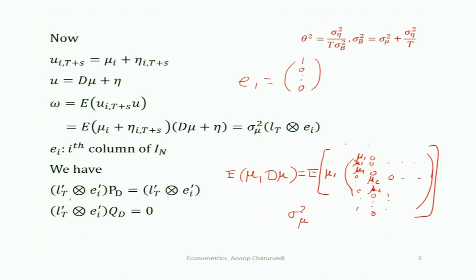Then we have L T transpose Kronecker product E I transpose P D is equal to L T transpose Kronecker product E I transpose. You just substitute the value of P D here, and then you can easily verify it. And if you take L T transpose Kronecker product E I transpose Q D, then this is equal to 0, because ultimately Q D is equal to I minus P D.